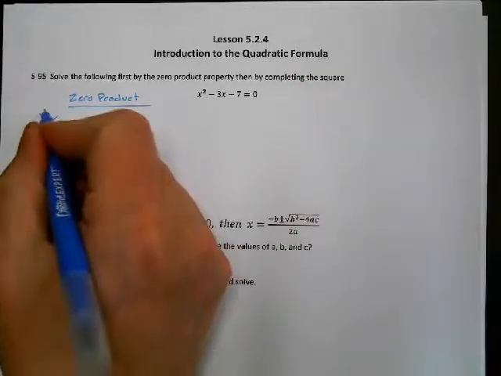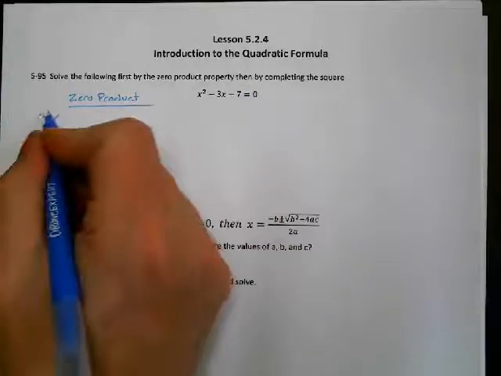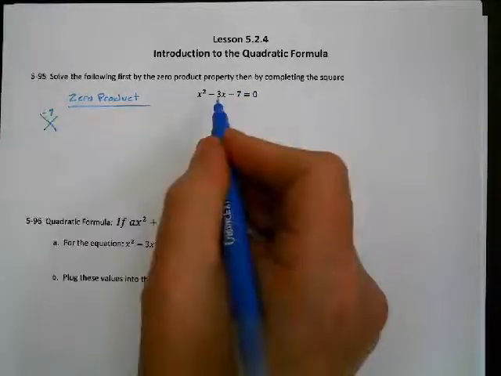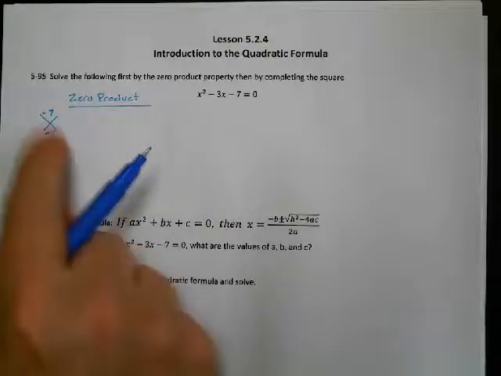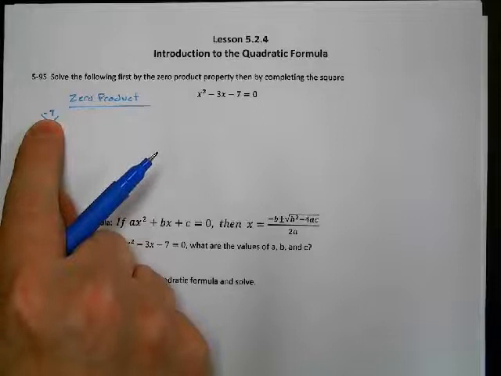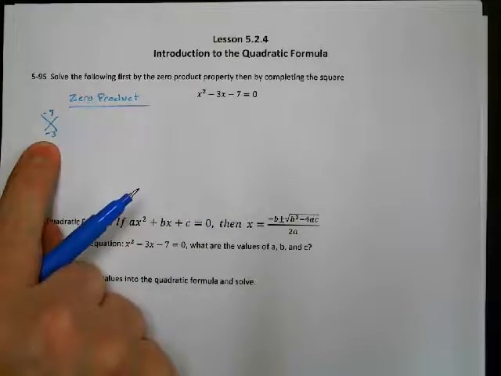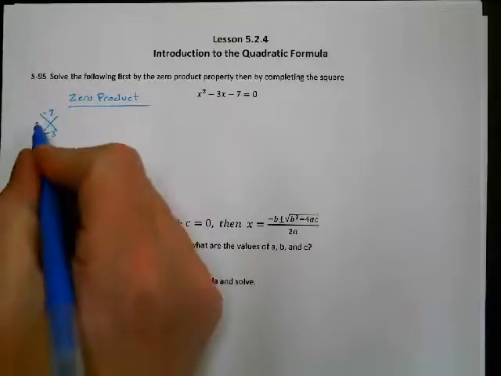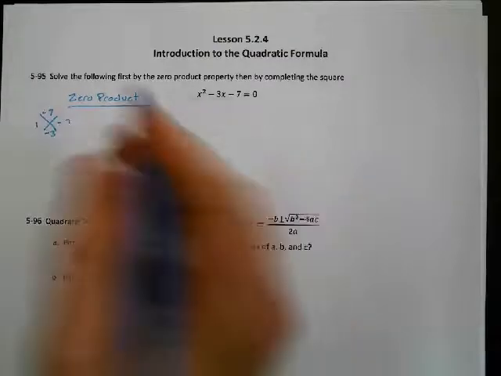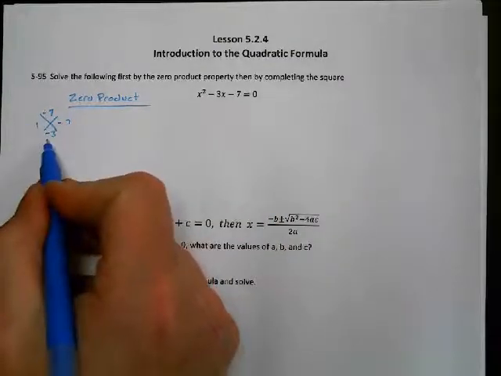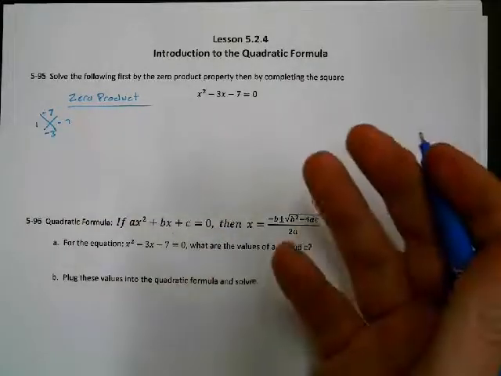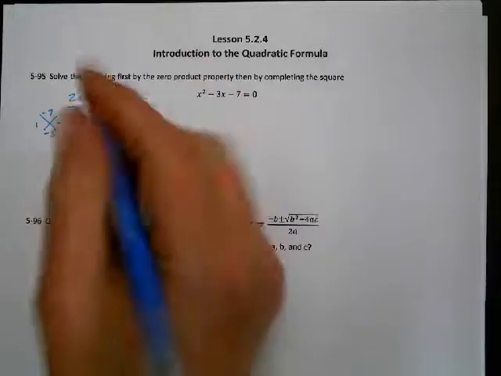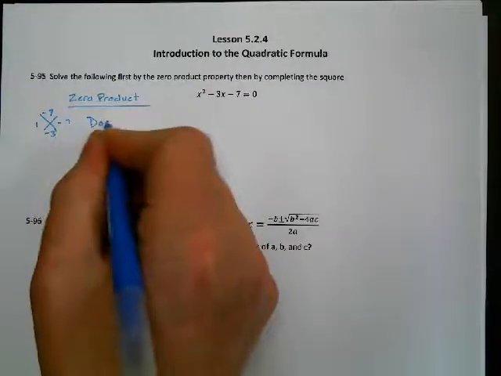So since there's not a leading coefficient, we can just ask ourselves what multiplies to give us -7 and then adds to give us -3. Let's see, there's only two things that multiply to give us 7. That would be 1 and 7. And there's no way I can get 3 out of that. If I've got 1 and -7, that would be -6. If I got -1 and +7, that'd be +6. There's no way to get 3. So therefore, I can't use the zero product property because I can't factor it. So it doesn't work.